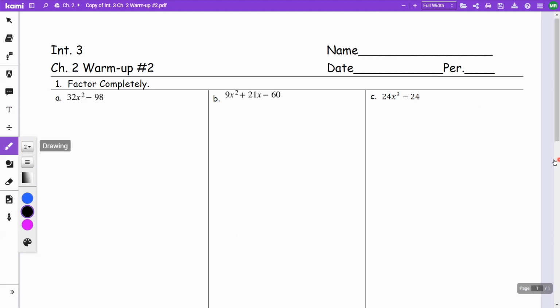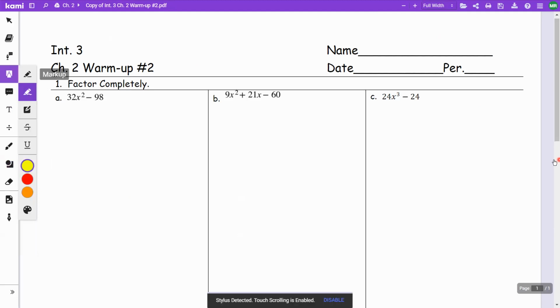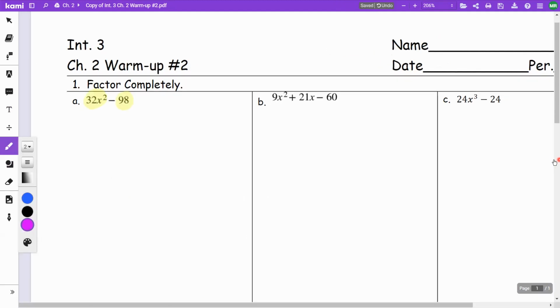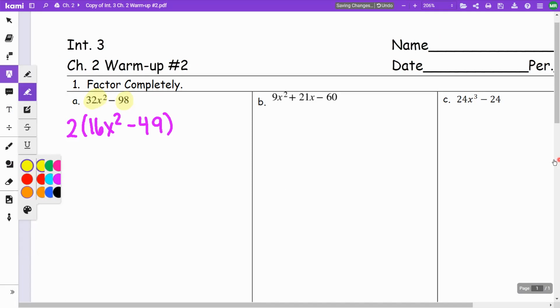So on this first one, when you're looking at it, we always want to ask ourselves, can we factor something out? Can I factor something out of a 32x squared and a 98? And when I see that, I think I can factor out a 2. And when I factor out a 2, I'm going to be left with a 16x squared minus 49. Now, can I factor that further?